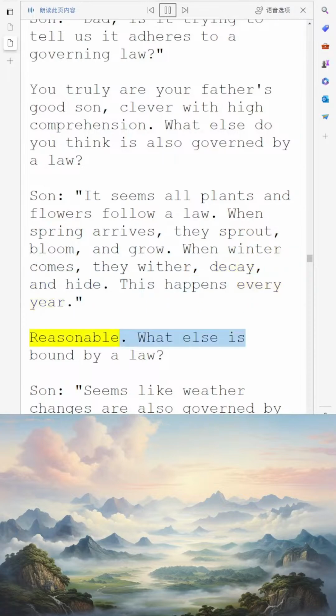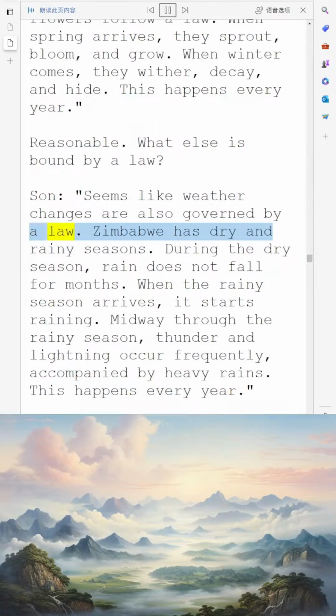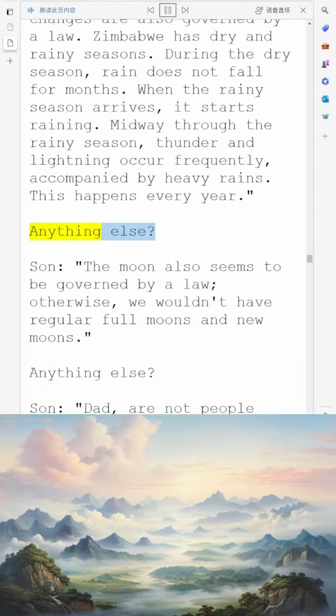Reasonable. What else is bound by a law? Son: Seems like weather changes are also governed by a law. Zimbabwe has dry and rainy seasons. During the dry season, rain does not fall for months. When the rainy season arrives, it starts raining. Midway through the rainy season, thunder and lightning occur frequently, accompanied by heavy rains. This happens every year. Anything else?